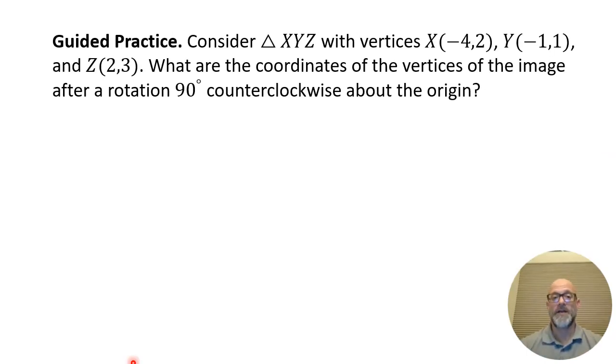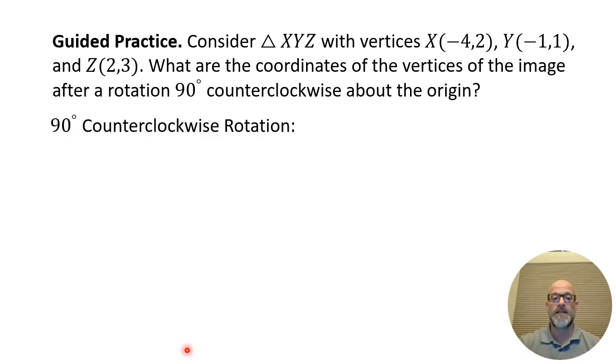Let's try another one here. Consider a triangle XYZ with vertices X, Y, and Z. What are the coordinates of the vertices of the image after rotation 90 degrees counterclockwise about the origin? You got to remember the rule. The rule was a 90 degree counterclockwise rotation. XY maps to negative YX. Please continue to note that the X and the Y are going to switch to Y and X, and the original Y is going to get negated.